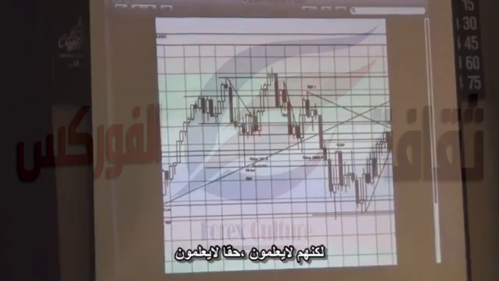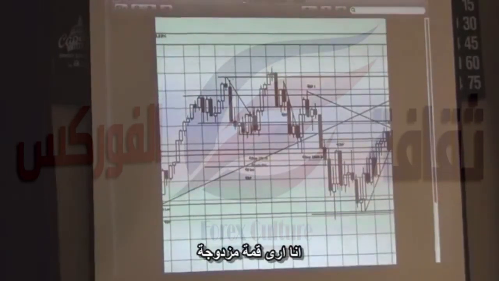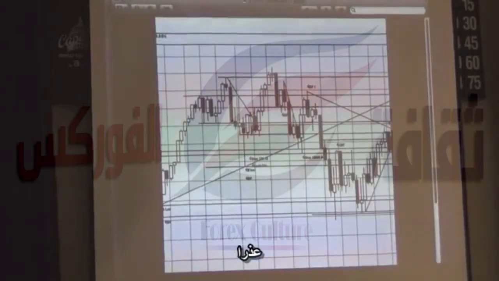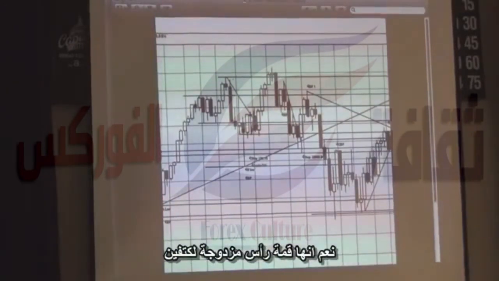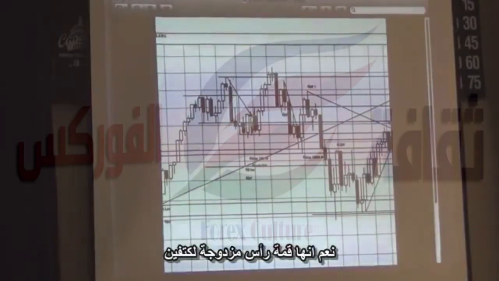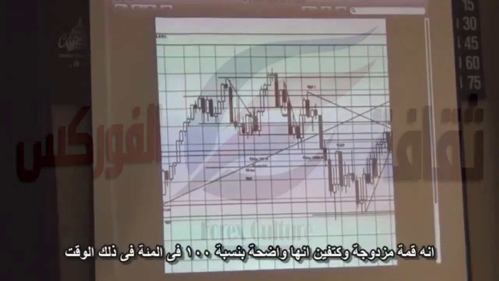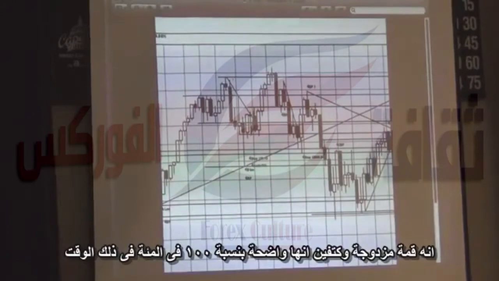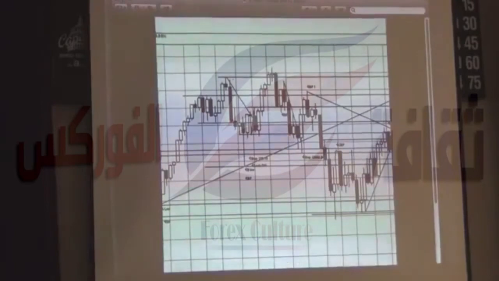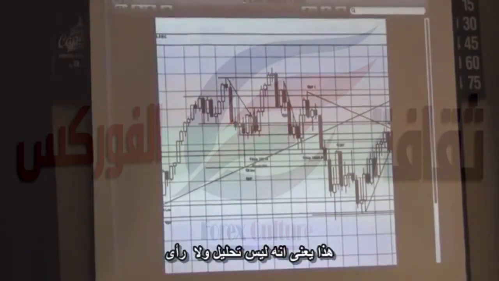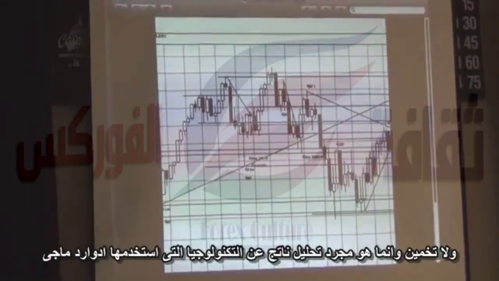I see double top or triple top is the only indicator the market went down. Yes, this was a double-headed head and shoulders, actually. It was a double-headed head and shoulders, and that was 100% obvious at the time. It was an analysis, it wasn't an opinion, it wasn't a guess, it wasn't I think this or I think that. The analysis came straight out of the Edwards-McGee technology.